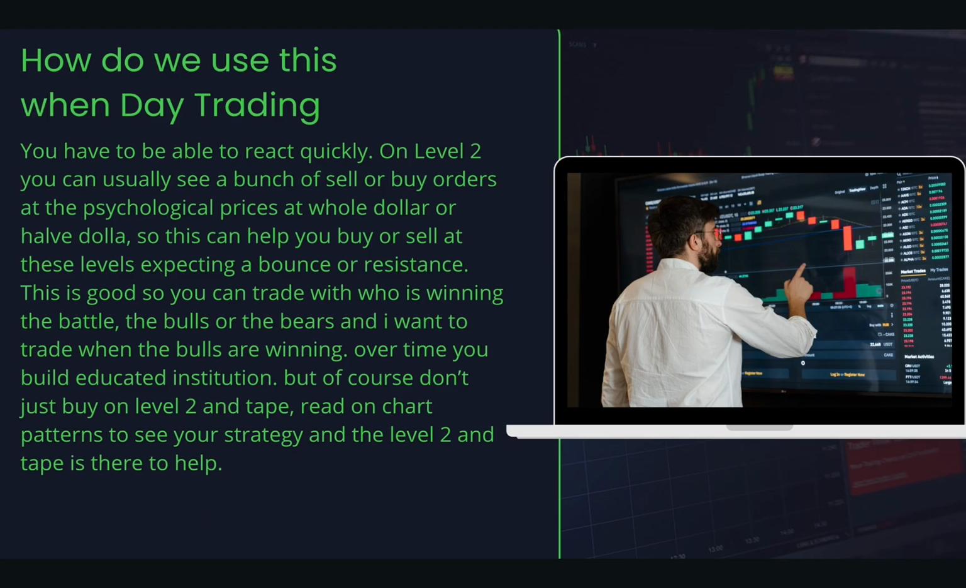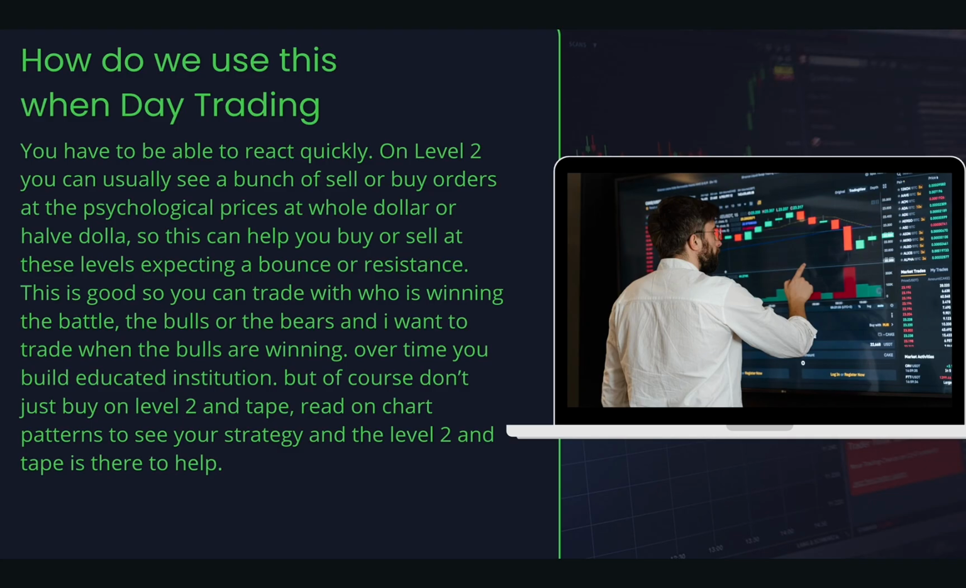But of course, don't just buy on level 2 and tape. You need to read chart patterns to see your strategy. So the level 2 and tape is there to help you see where these levels of bounce or resistance could happen. It can happen at any dollar amount, but it's most likely to happen at the half and whole dollar, because they're psychological prices.